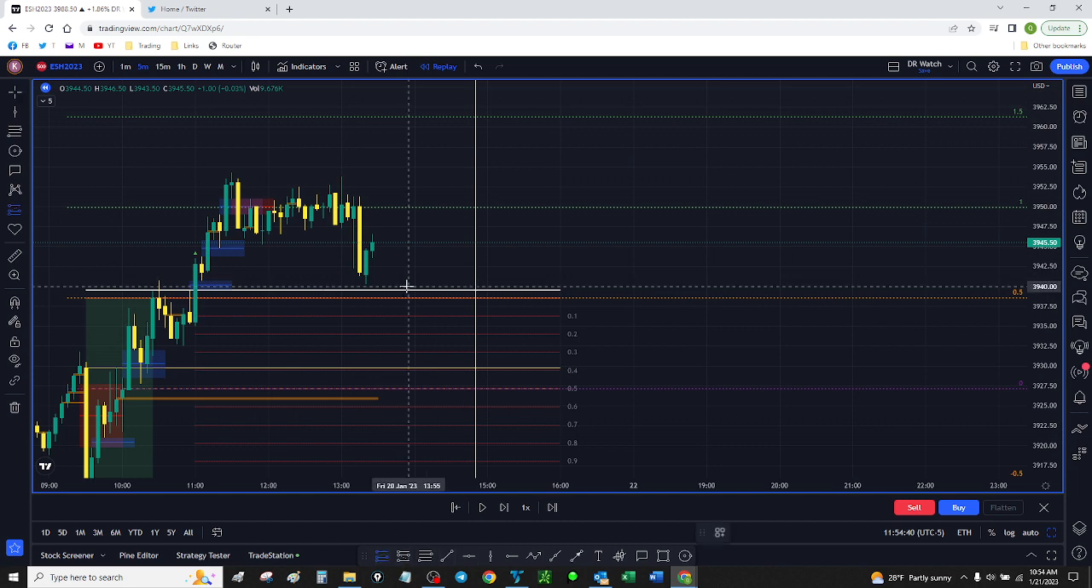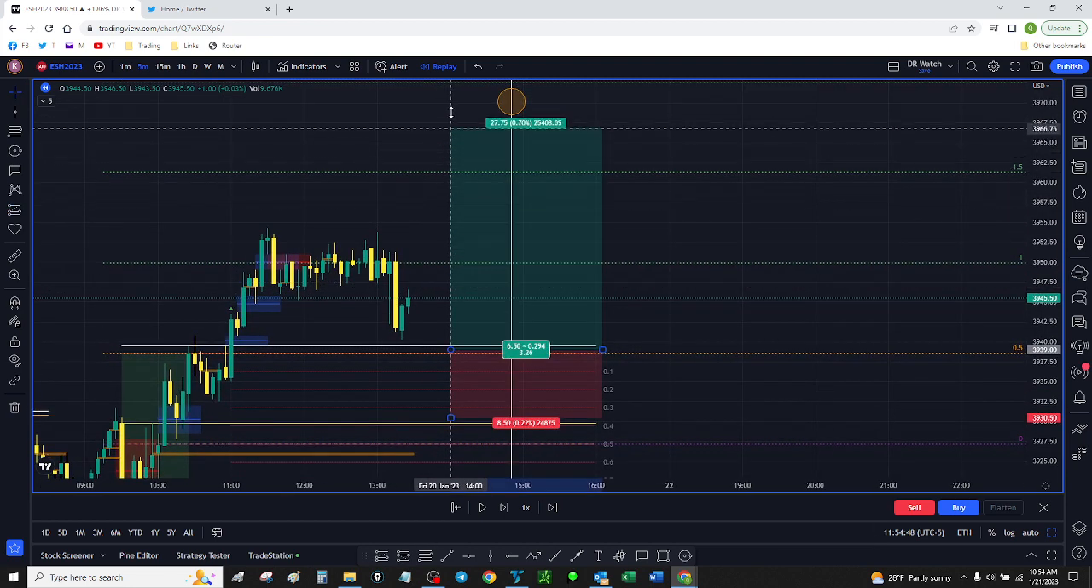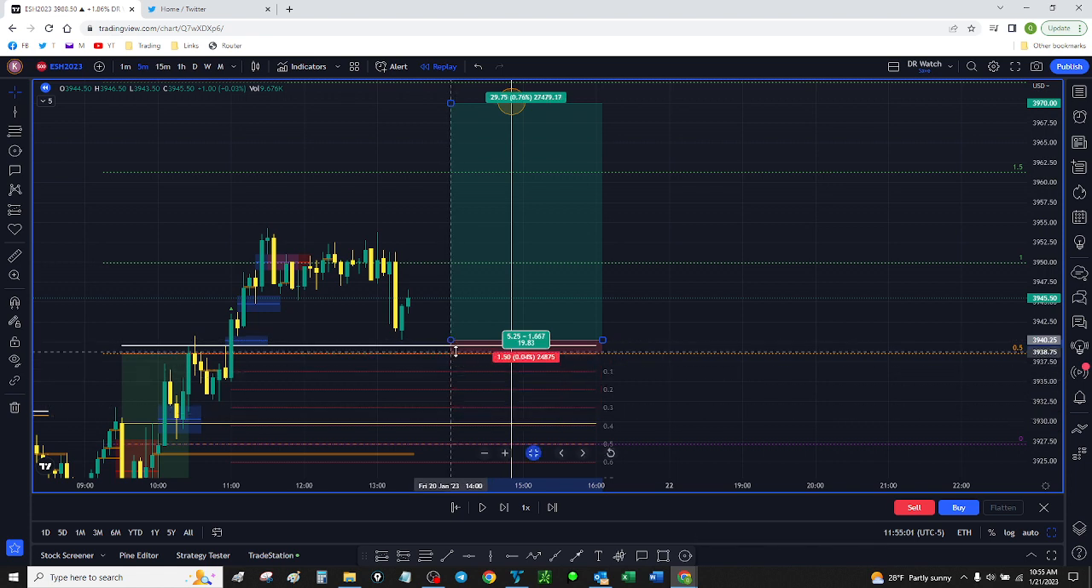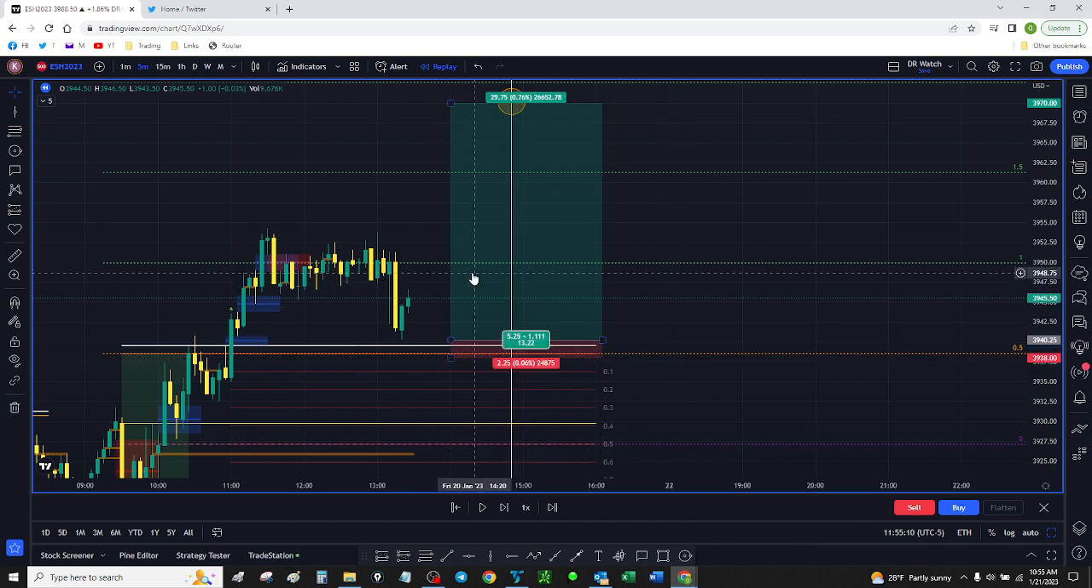So I'm going to place my trade. I'm going to put my stop loss 2 ticks below the DR. I'm going to target my 1.4 and my stop loss. Wait a minute, my trade is going to start there. My stop loss a couple ticks below. We'll go a couple ticks below the IDR.